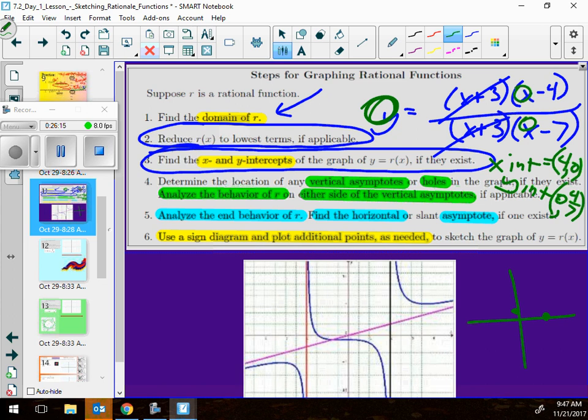That's step 3. Step 4. Determine the location of any vertical asymptotes or holes. Oh yeah, that's stuff we were just doing earlier today. The verticals are the things from the bottom, like x equals 7. So x equals 7 is a spot right out here on my graph. That's the vertical asymptote. How about the horizontal?